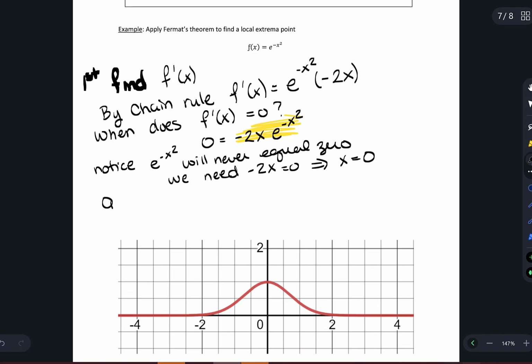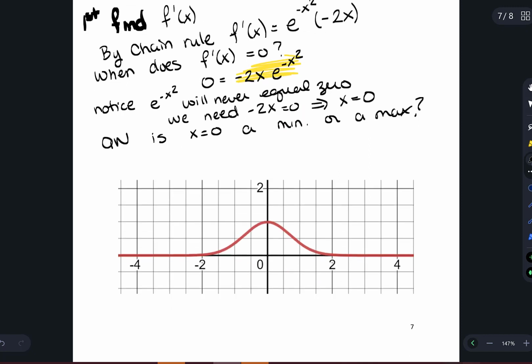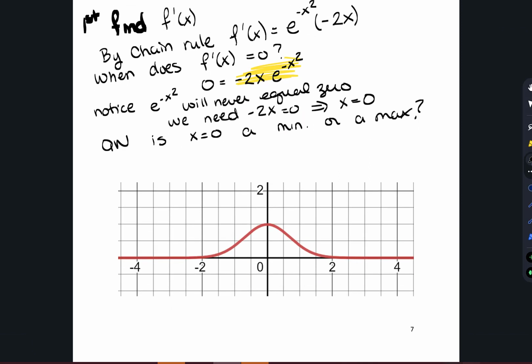So the question we now ask is: is x equal to 0 a minimum or a max? Because Fermat's theorem doesn't tell us which one. One way to check this is we could look at a graph of the function, and here I have a graph of this function. Another is to test the points around 0, for example negative 1 and 1, to see if they are higher or lower than when we evaluated 0. And later on in the notes, we're going to see how we can use the second derivative to help us. But let's look at this plot and determine.